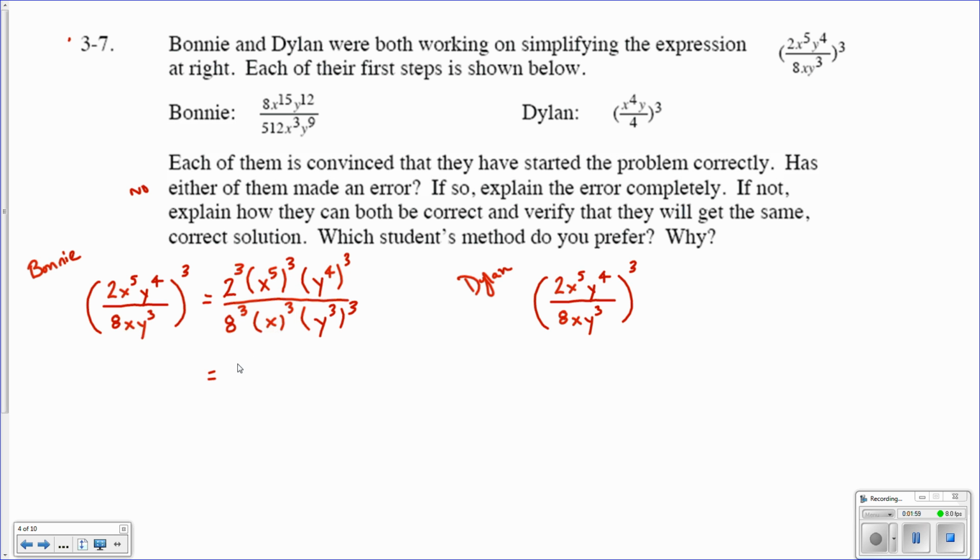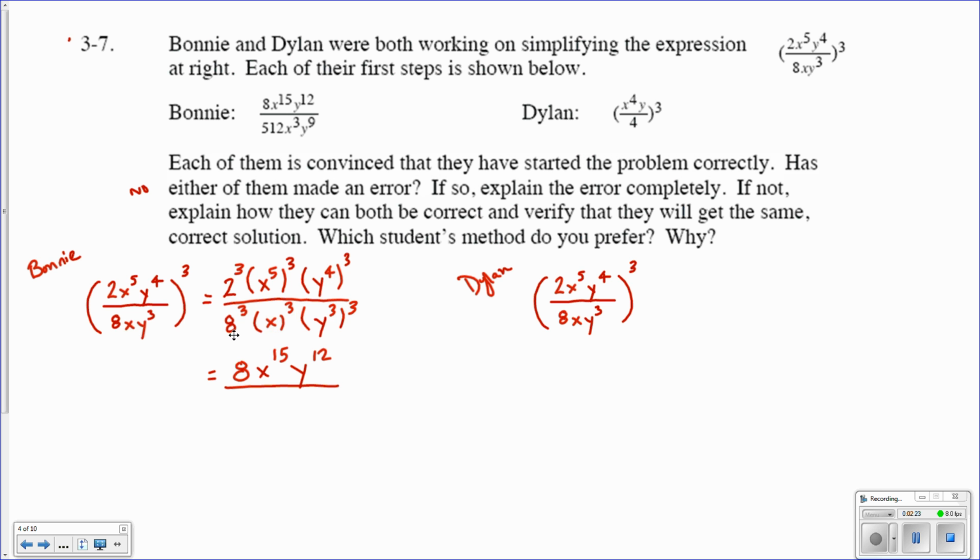2 to the third power is going to give us 8. X to the fifth raised to the third power is like saying x to the fifth times x to the fifth times x to the fifth, which is going to give us x to the 15th power. And then when you take y to the fourth and raise it to the third power, we should get y to the 12th. 4 times 3 is 12.